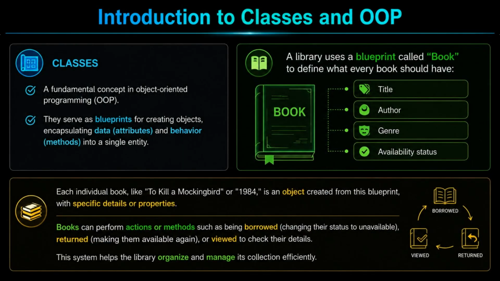A class is a blueprint for creating objects, bundling data and behavior into one entity. A library uses a book blueprint defining what every book needs: title, author, genre, availability status. Each specific book, like To Kill a Mockingbird or 1984, is an object created from that blueprint. Books can perform actions or methods, like being borrowed, returned, or viewed. This system is exactly what lets a library organize and manage its whole collection efficiently.